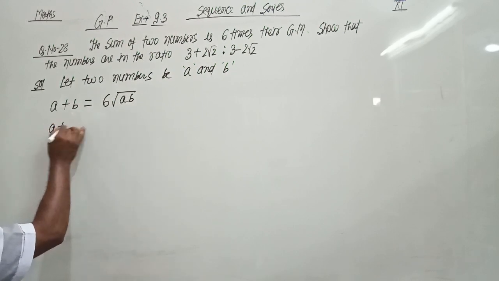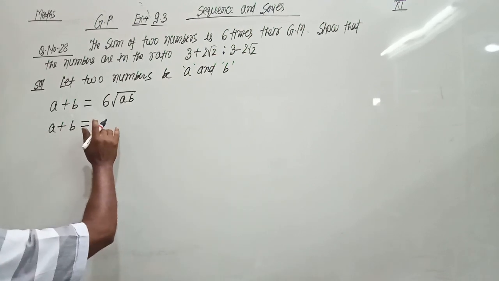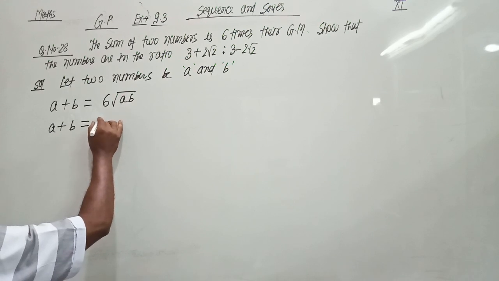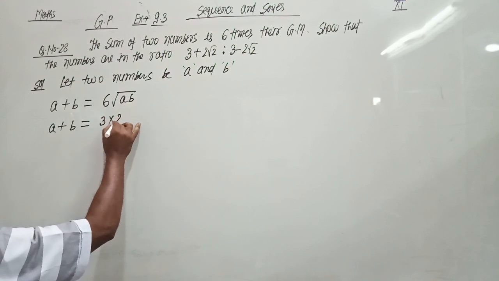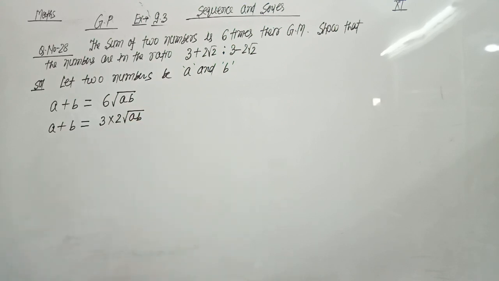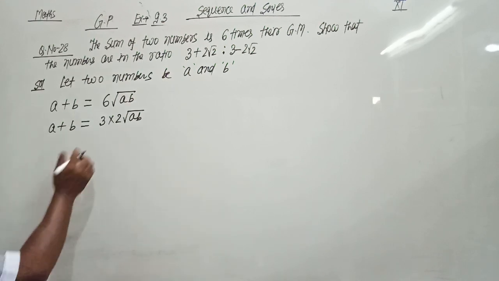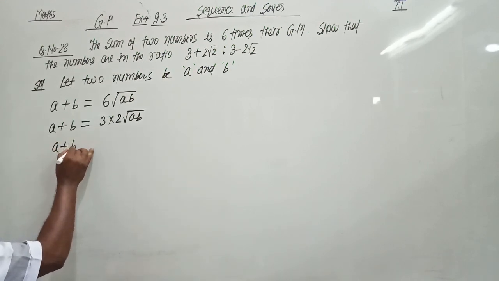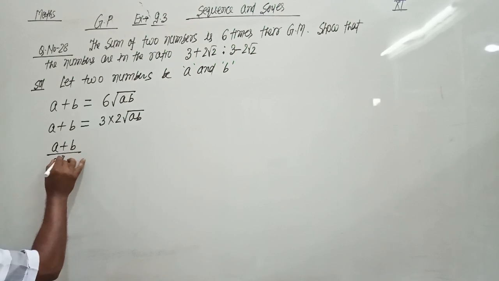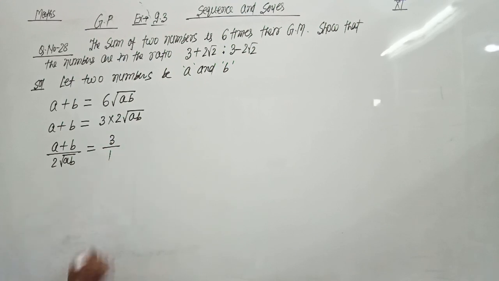Now this can be written as A plus B equals 3 into 2 root AB. 6 root AB can be written as 3 into 2 root AB. Now we can write it in this way: A plus B upon 2 root AB is equal to 3 upon 1.